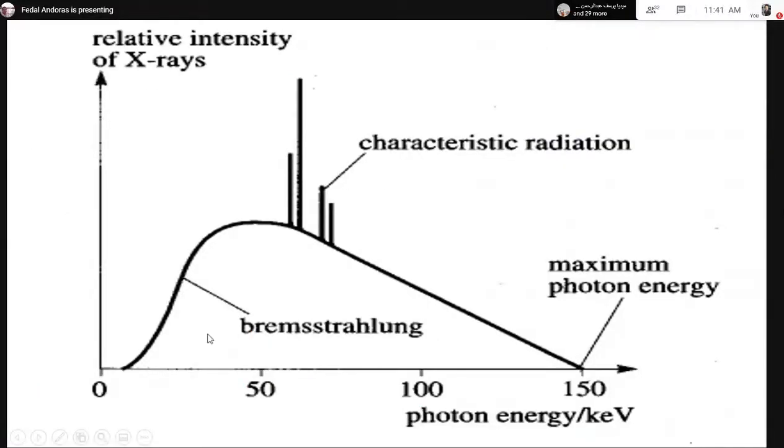This is an illustrative picture of both of them, bremsstrahlung and characteristic. Look here, we have kVp in kilo electron volts. From zero or near zero, any radiation will be bremsstrahlung X-ray, or the general one. Going to 60 to 70, you will get the characteristic one as we discussed.